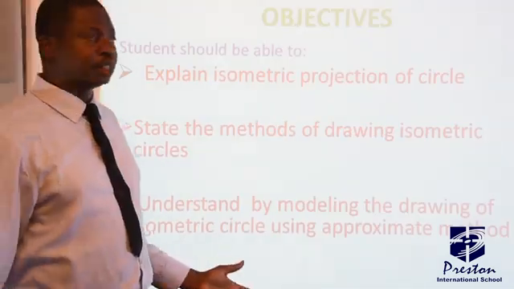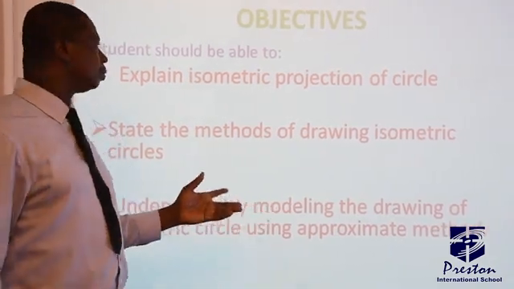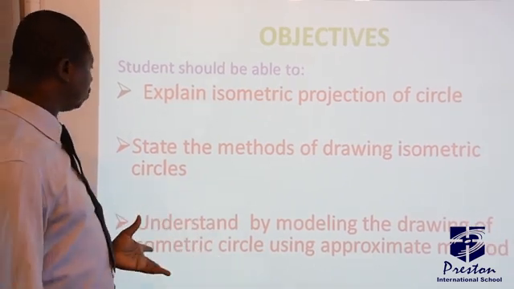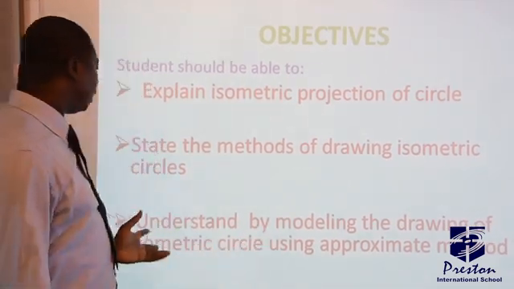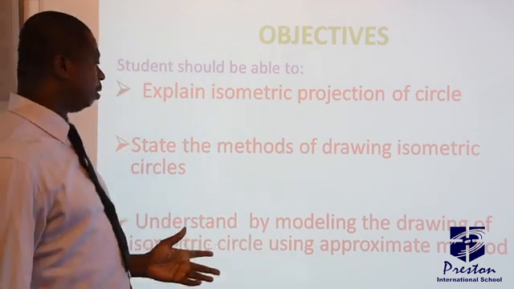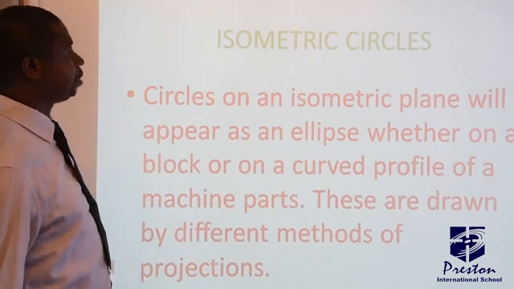Look at our objectives. Students should be able to explain isometric projection of a circle. Two, to state the methods of drawing isometric circles. And three, to understand by modeling the drawing of an isometric circle using the approximate method. So, if we look at isometric circles.